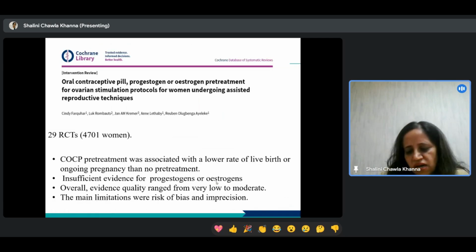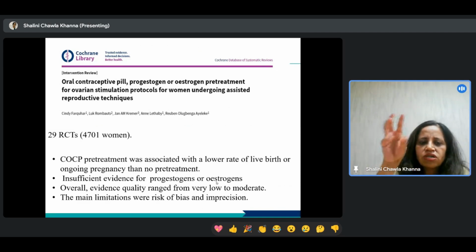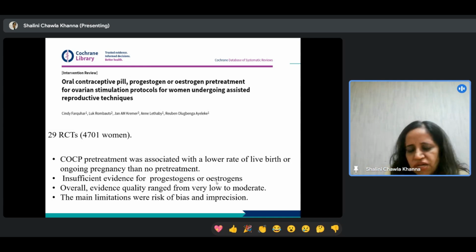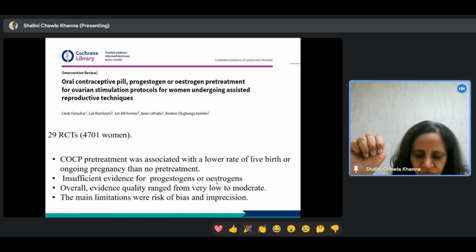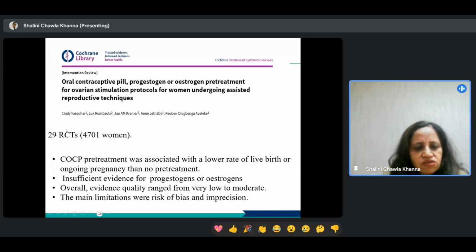Now, this was a Cochrane review about the other suppressive treatments like oral contraceptive pills, progesterones or estrogens. The oral contraceptive pills, we give in the previous cycle, either for 16, 18 or 21 days. The estrogens, we give in the luteal phase from day 21 and continue till day 1 of the period, and the progesterones we give for say 5 or 6 days. Let us see what the Cochrane meta-analysis has to say about this.